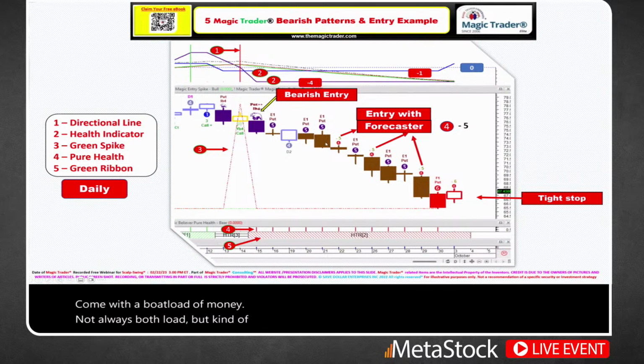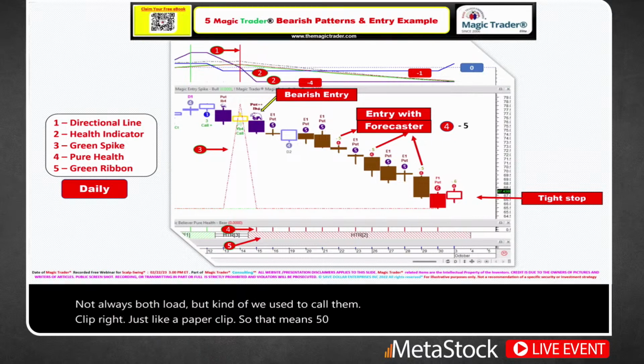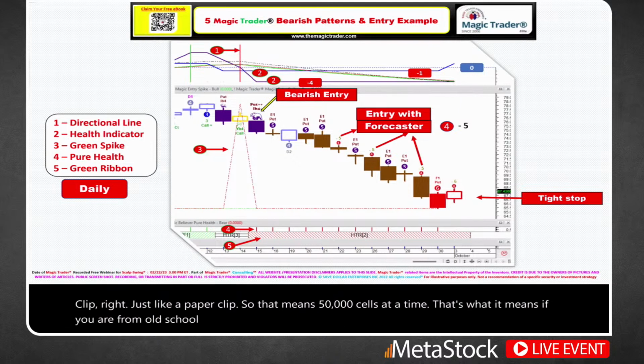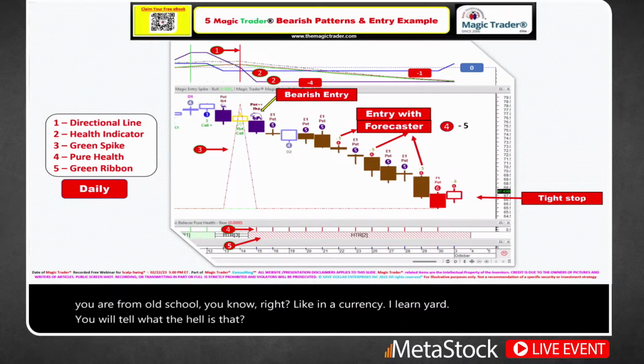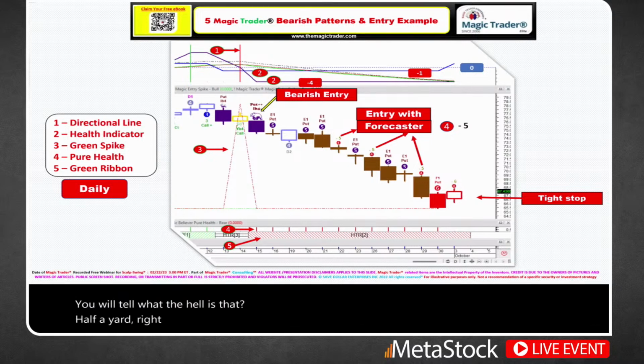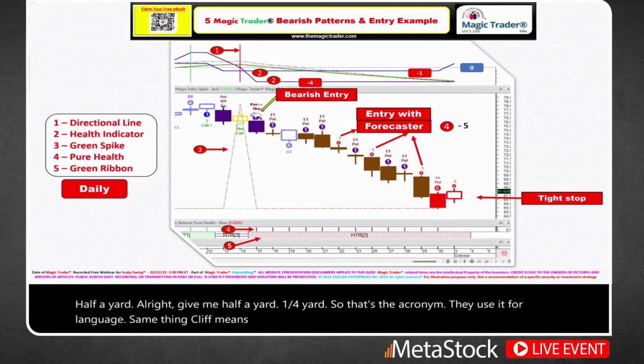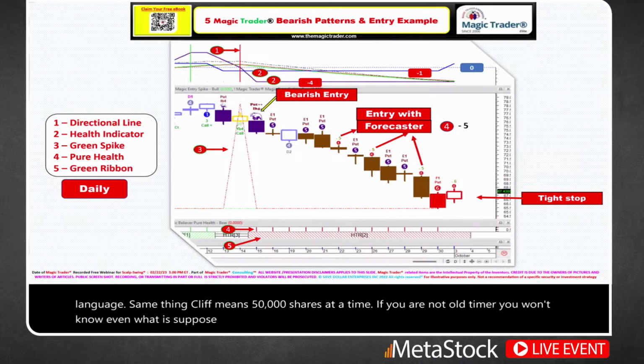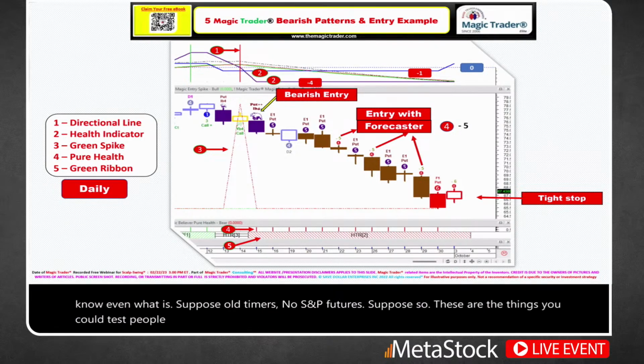Not always a boatload, but kind of. We used to call them a clip, right? Just like a paper clip. So that means 50,000 shares at a time. That's what it means, if you are from old school, right? Like in currency, I learned yard. You will say, what the hell is that? Half a yard, all right? Give me half a yard, a quarter yard. So that's an acronym. They use it for language. Same thing, clip means 50,000 shares at a time. If you are not an old-timer, you won't even know what SPOOs is. Old-timers know S&P futures, SPOOs. So these are the things you could test people on, how long they've been trading.